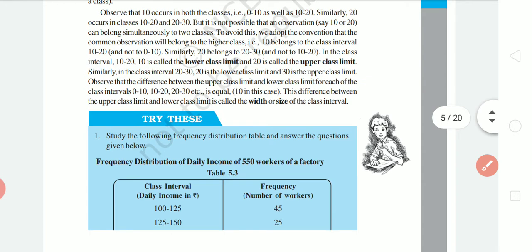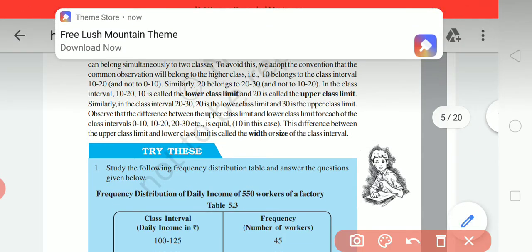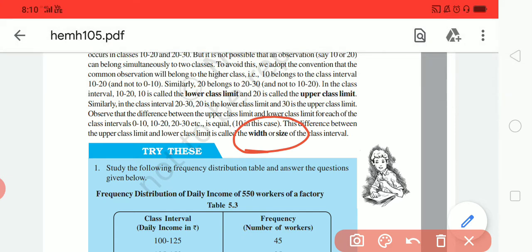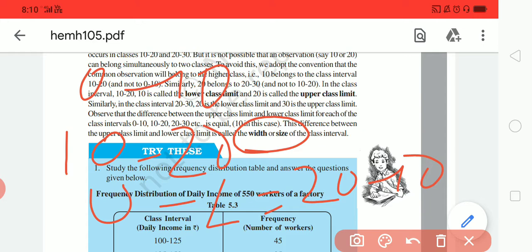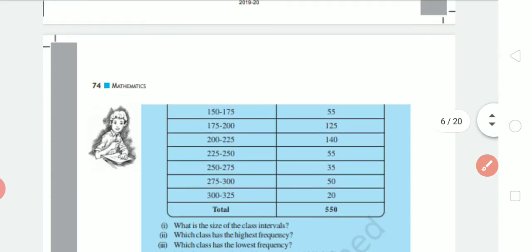Now come to, okay, here one term is also there, width or size. What is the size of your class interval? If you have 10 to 20, and before that 0 to 10, then the width or size of the interval is upper limit minus lower limit, that is equal to 20 minus 10 or 10 minus 0. It will be the same everywhere. This is 10. So this is the size of the interval, right?